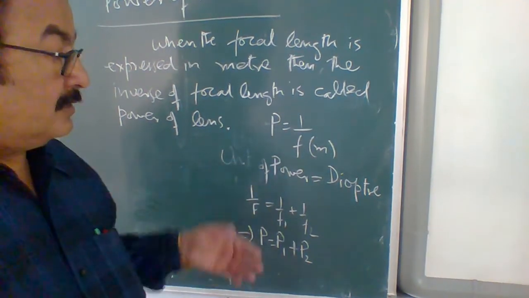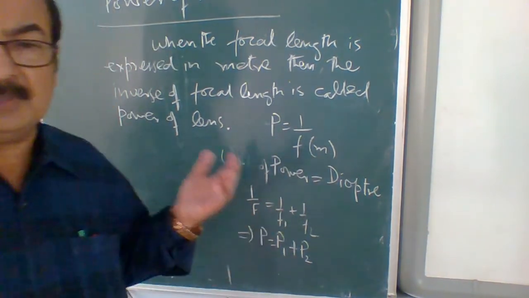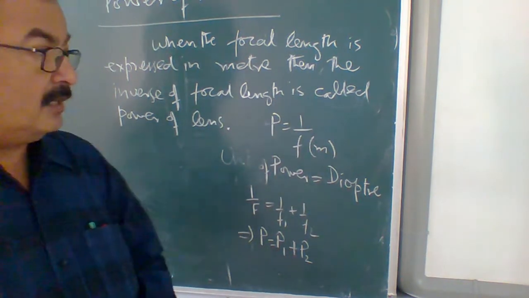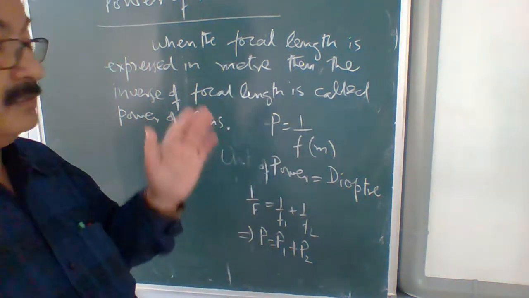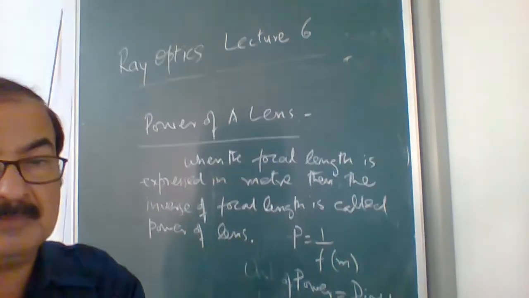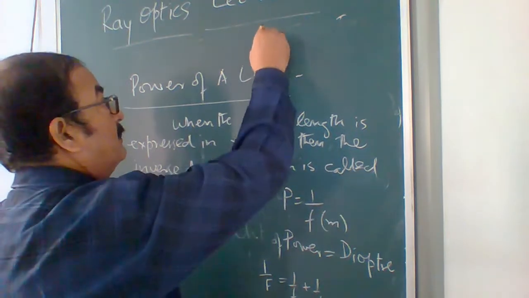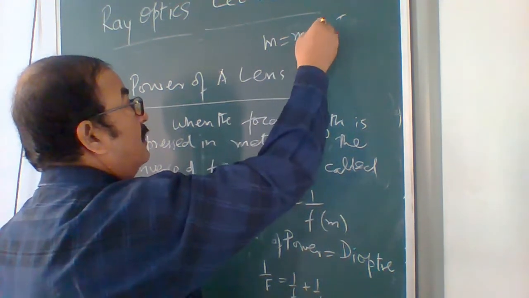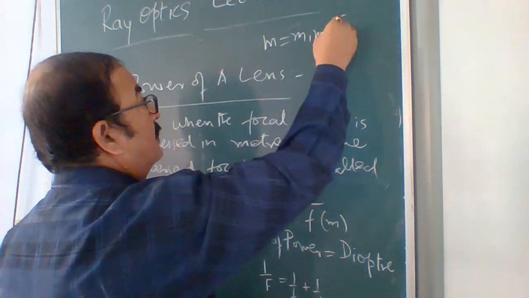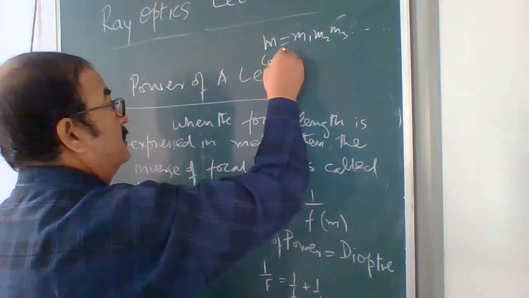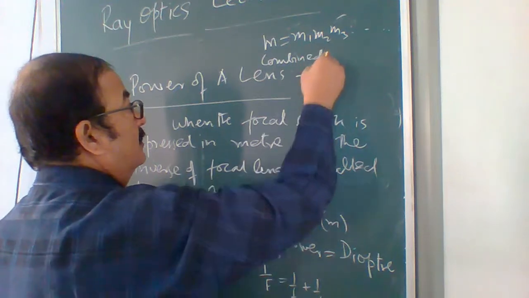Okay, and like this, when we have different magnifying powers of different lenses, then always remember, suppose we have linear magnifications of different lenses m1, m2, m3, etc. Then the combined magnification is m equals m1 into m2 into m3 and so on. This is the combined magnification.